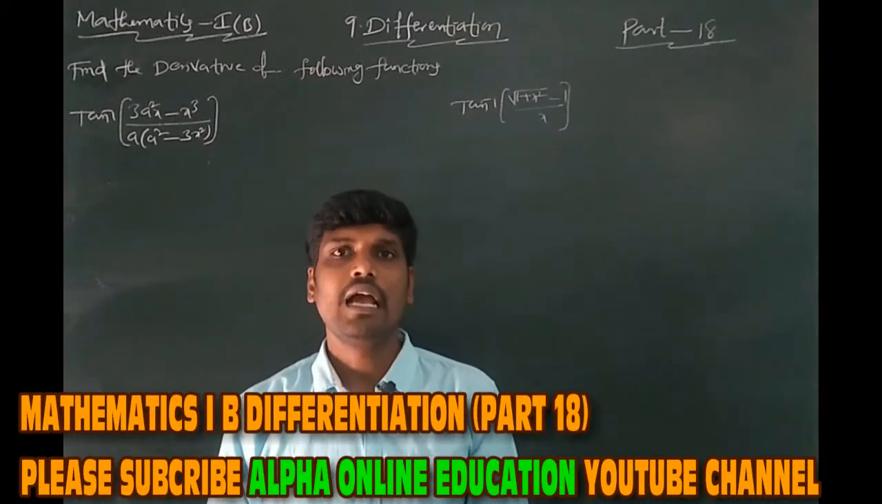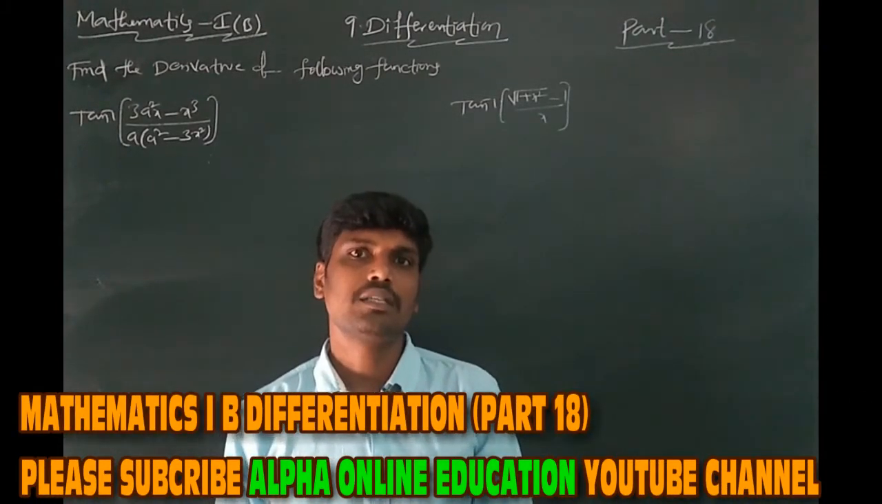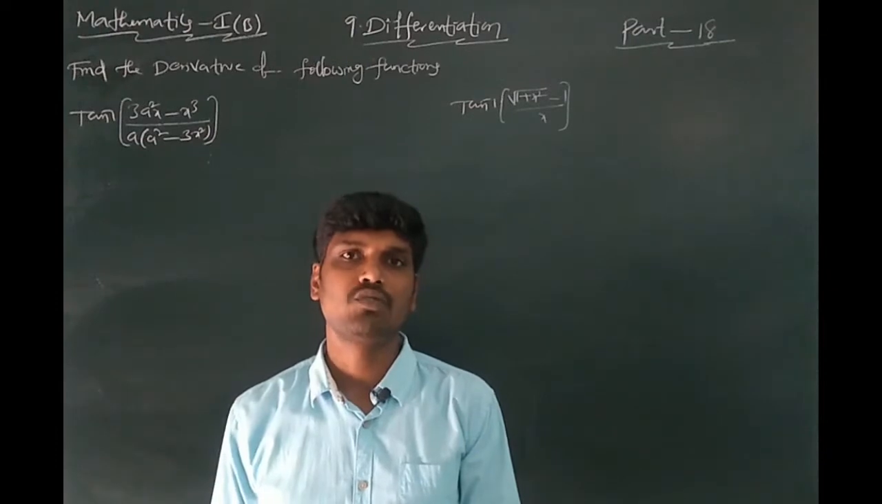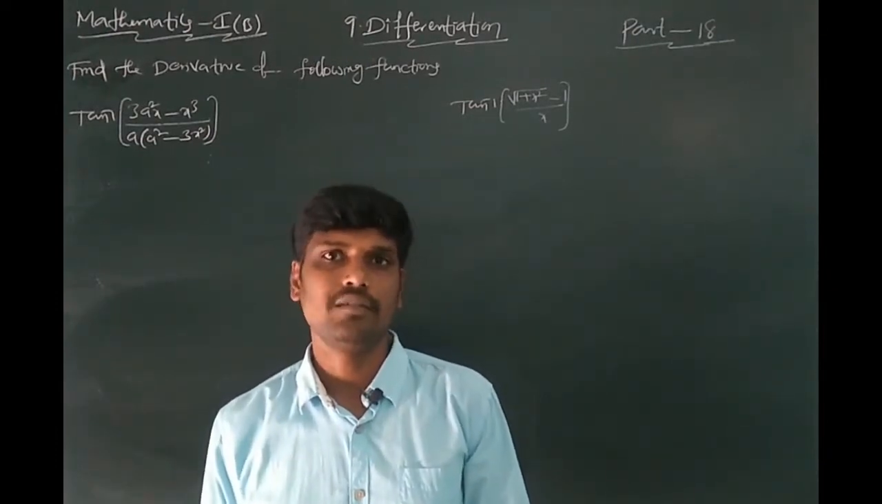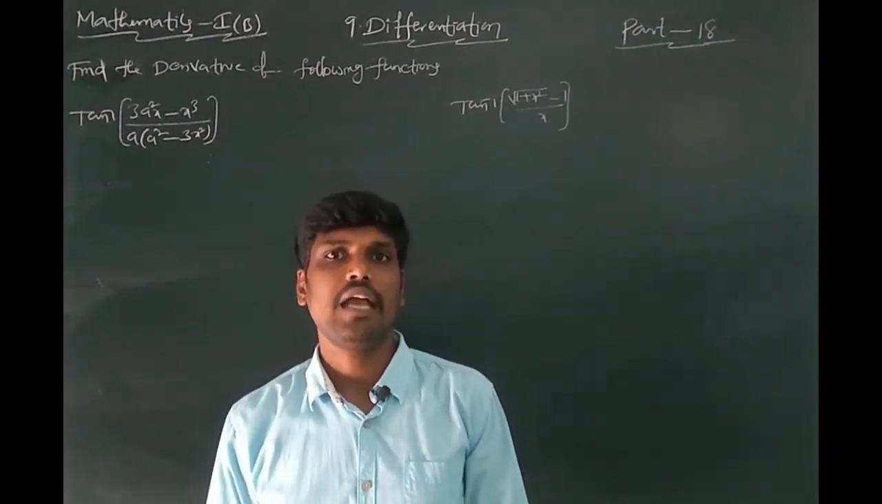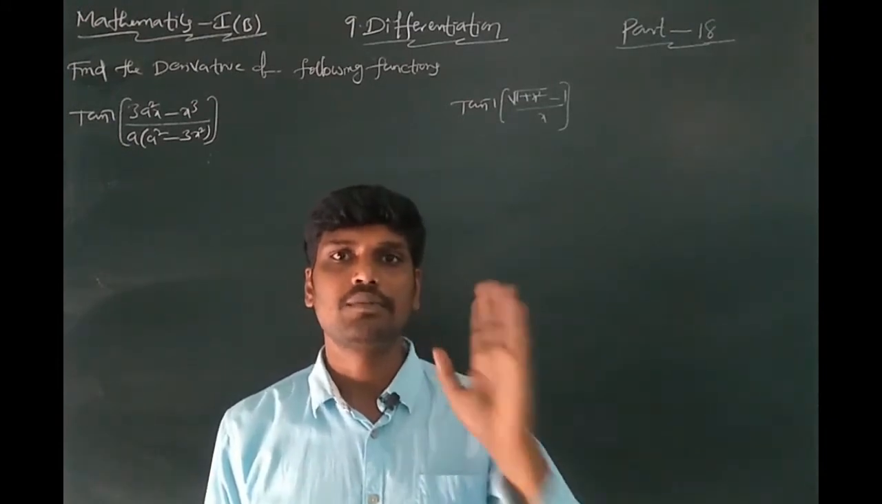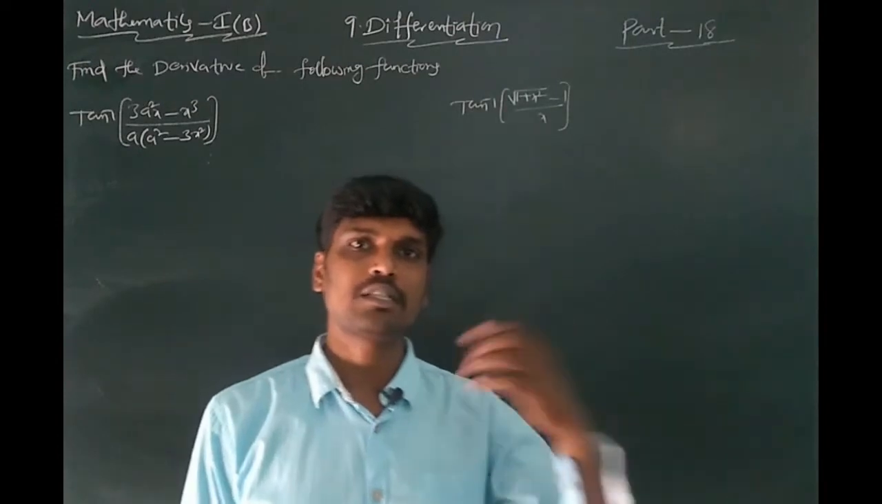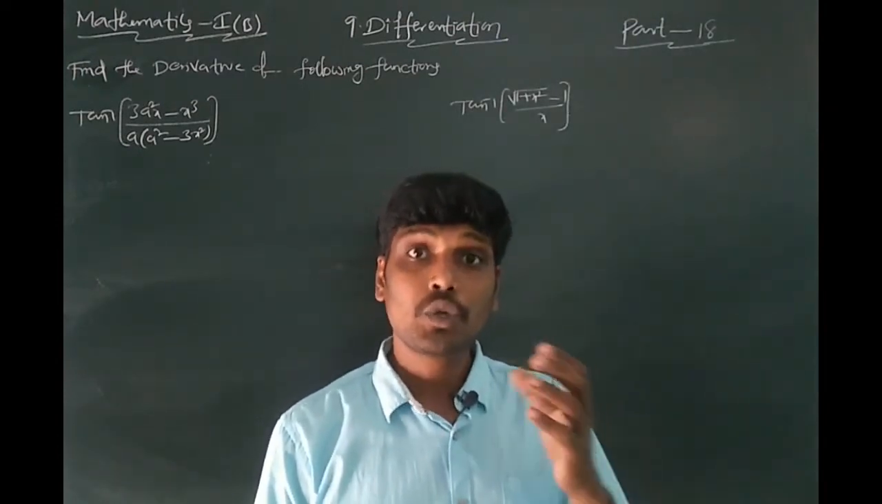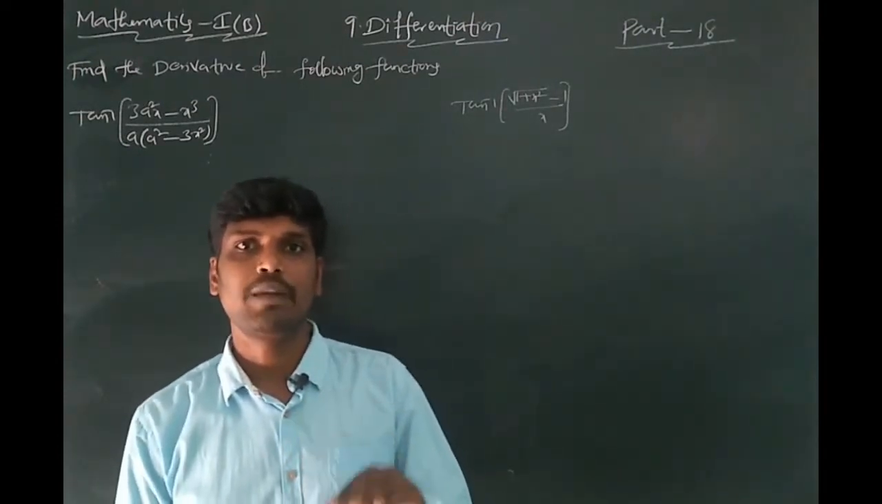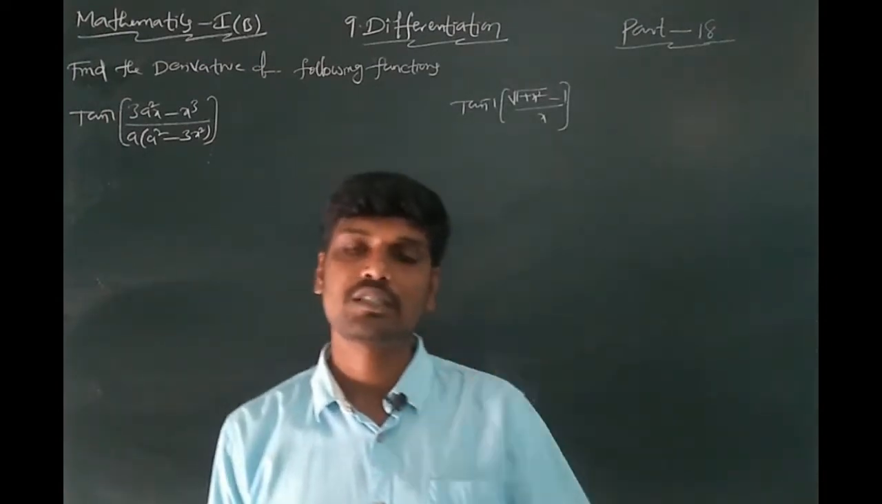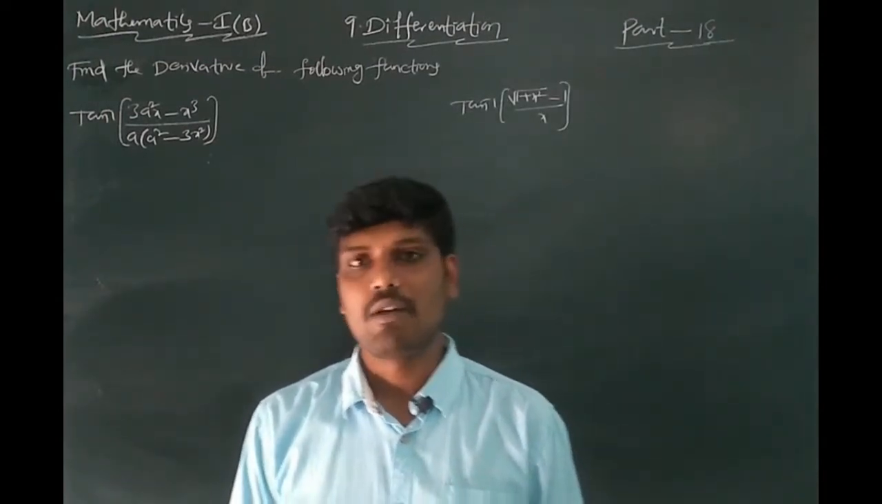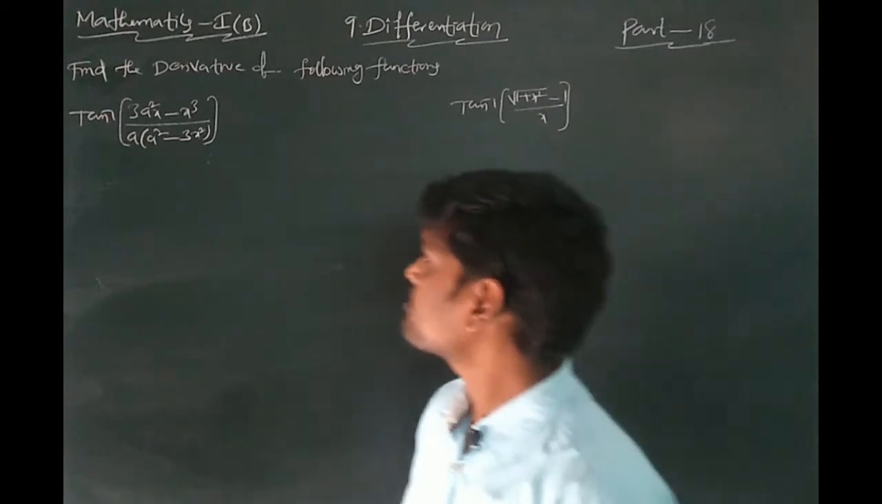Ninth chapter, differentiation. This chapter belongs to Mathematics 1B, part 18. In the last part we completed the substitution method, including some 2 marks problems. Today's part will also explain some 2 marks and 4 marks problems, similarly 7 marks.